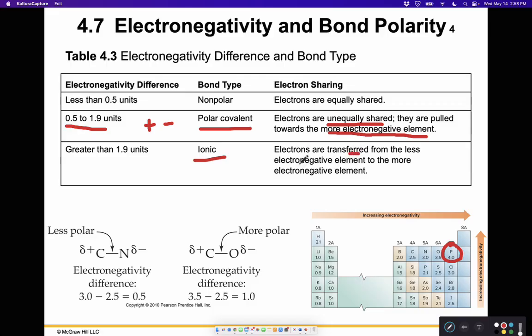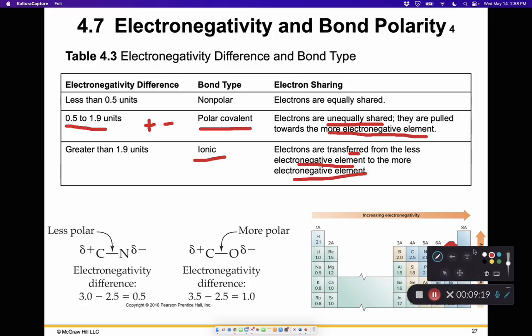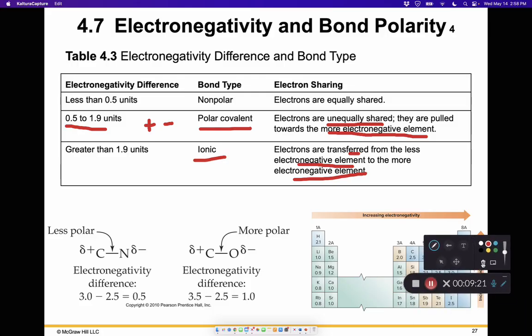The metals are the less electronegative elements. They transfer the electrons, and the non-metals receive those electrons. So just by looking at the electronegativity difference, we can tell whether the bond is covalent or ionic. If it is covalent, we can tell whether the bond is polar or non-polar. So let's use this information to figure out this question.